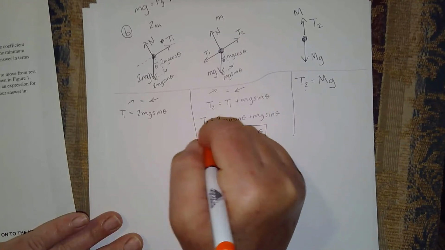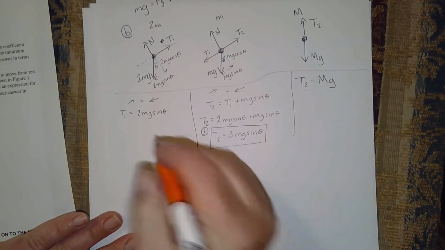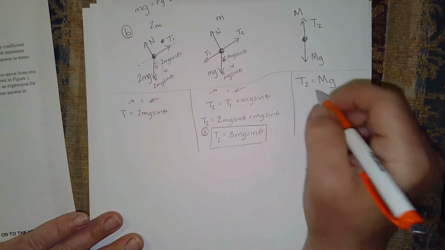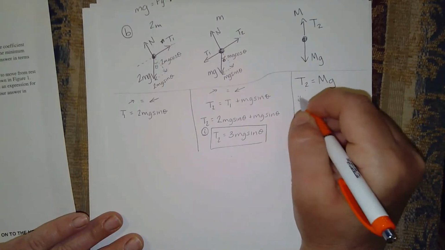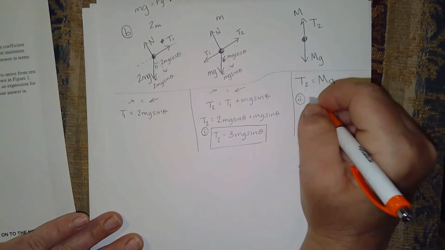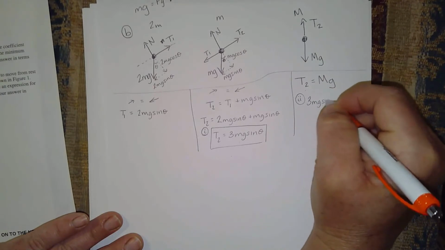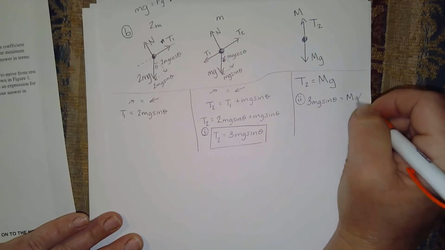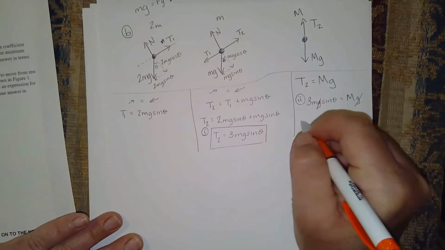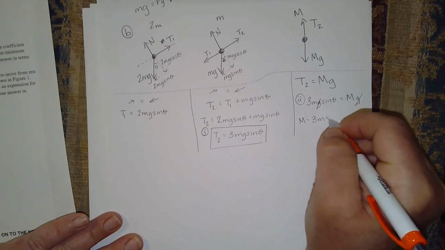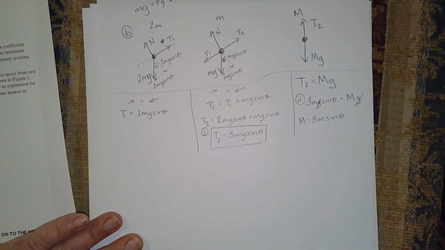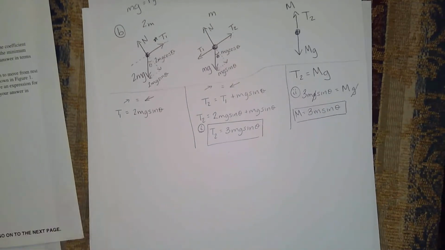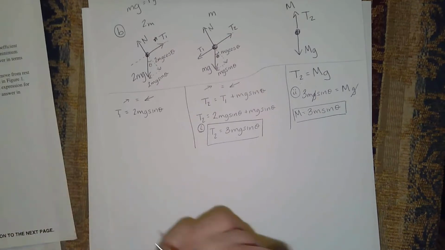So that's part I. But we're going to keep going with this because now part II asks what is M such that it can remain in equilibrium. So instead of T2, I'm going to put this. So 3 mg sine theta is equal to big Mg. I cancel out my g's, and M is equal to 3m sine theta. And so there's what M is that will keep it in equilibrium. Okay, now we're going to go to part C.